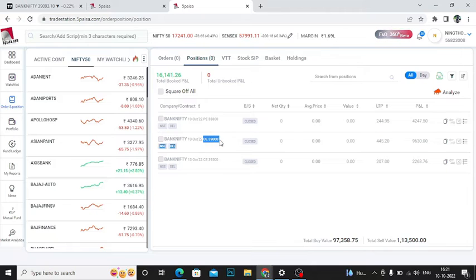So my second trade was 2,263, first trade 9,630, third trade 4,247. So in total I made around 16,141 rupees in total for today's trade. That's all for today.